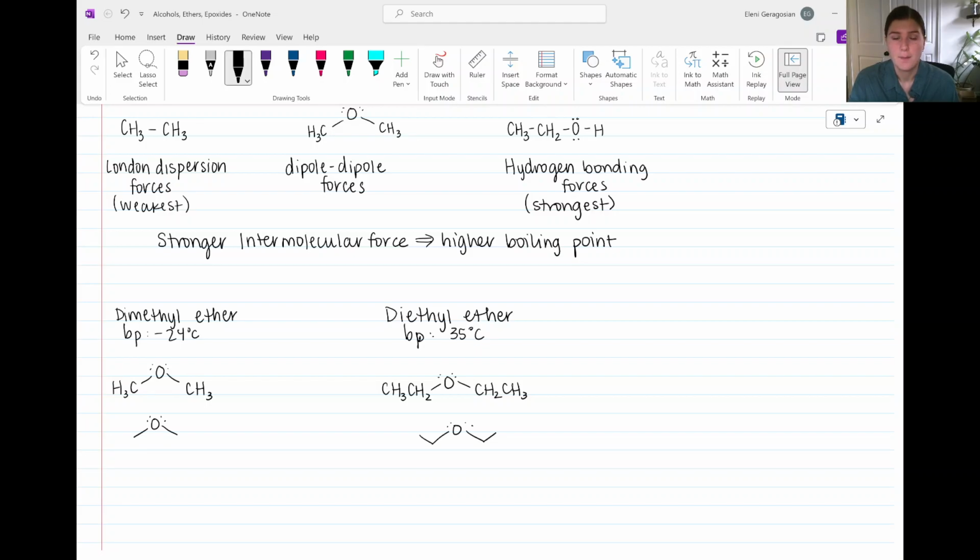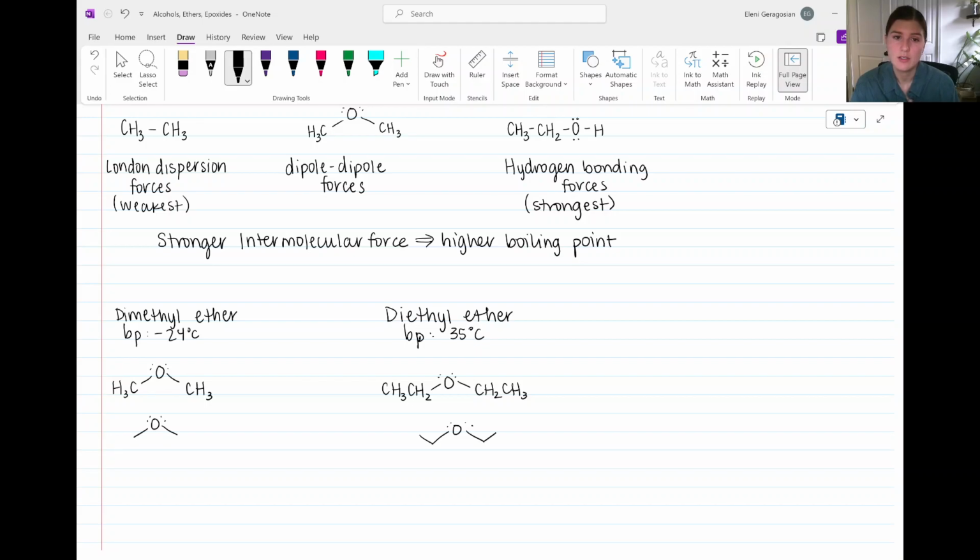And it's a polar aprotic solvent. It's polar because it has polar bonds, the polar carbon-oxygen bonds. That's why we have dipole-dipole forces. And it's aprotic because we don't have a hydrogen bonded to an electronegative element. So now let's think about this: we have the same type of intermolecular forces within dimethyl ether and diethyl ether, but diethyl ether has a much higher boiling point.